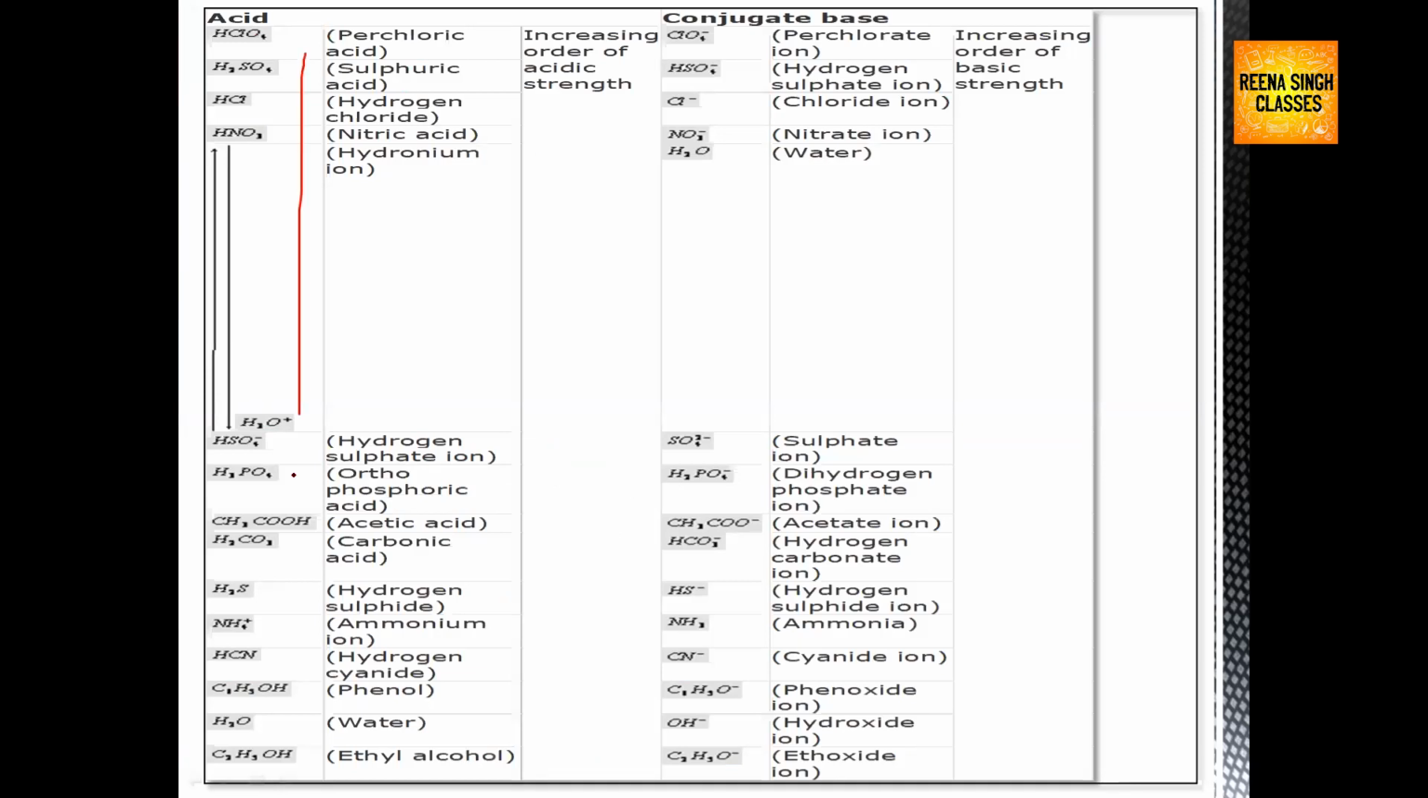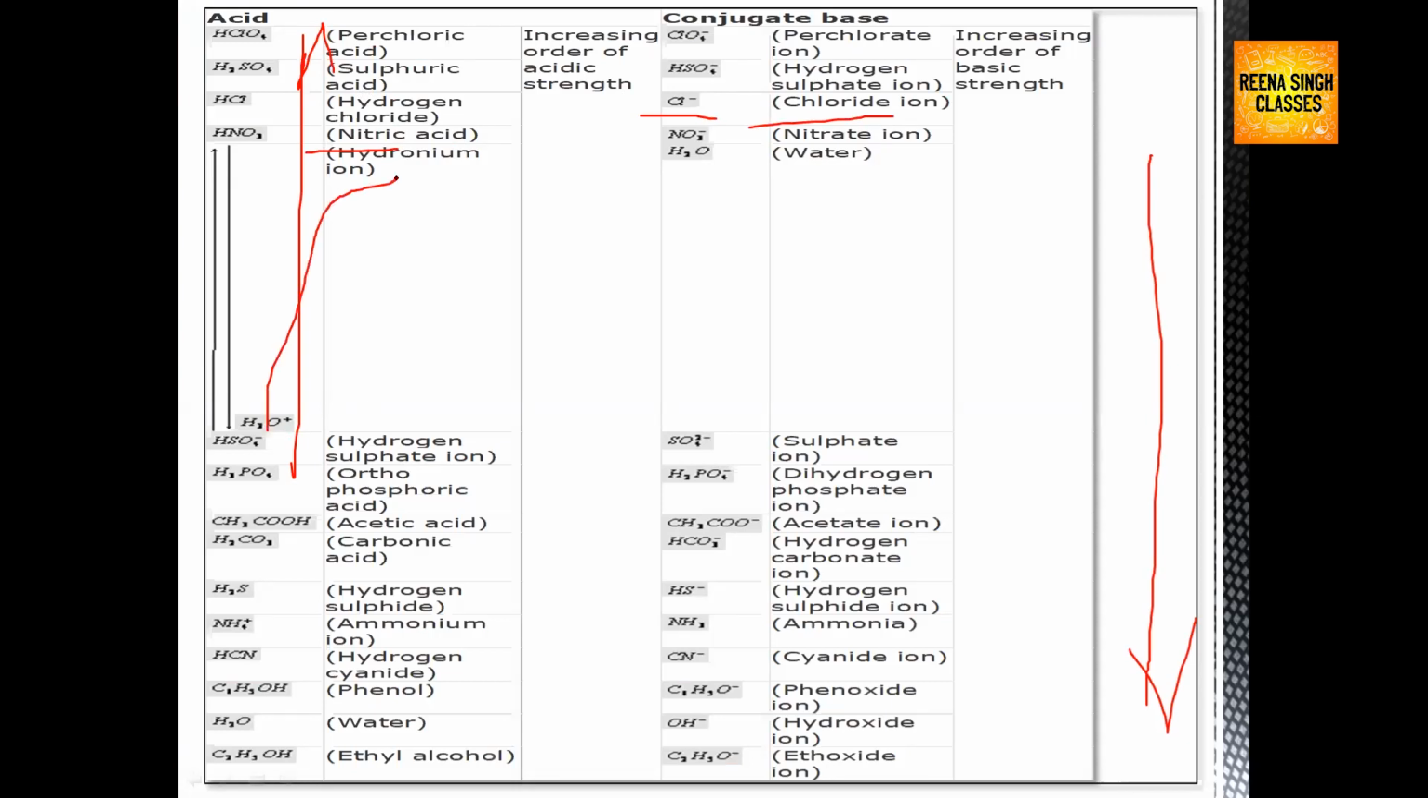There are a few examples of conjugate acids and their conjugate bases. Acidity increases going up the table and slowly decreases going down, and basicity increases going down. So the acid is perchloric acid and its conjugate base is the perchlorate ion. Sulfuric acid is an acid, its conjugate base is hydrogen sulfate ion. Hydrochloric acid is an acid, its conjugate base is chloride ion. Nitric acid is an acid, its conjugate base is nitrate ion.